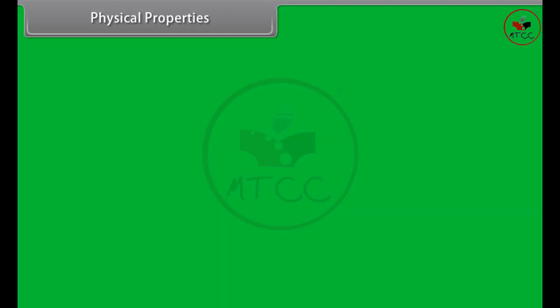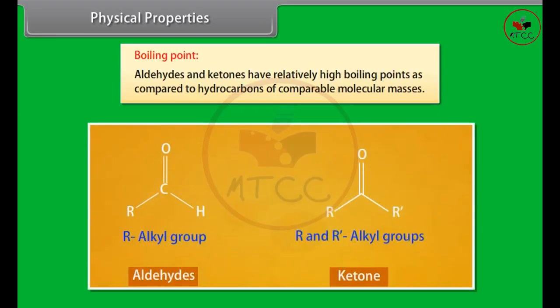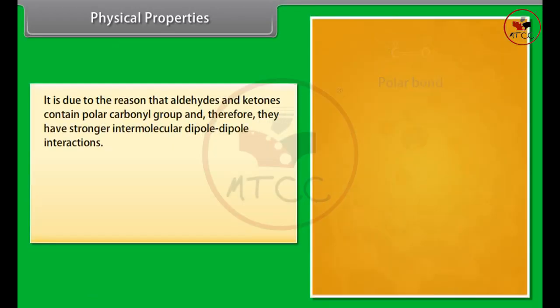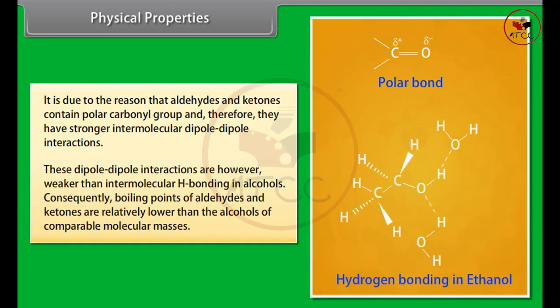Physical properties. Boiling point. Aldehydes and ketones have relatively high boiling points as compared to hydrocarbons of comparable molecular masses. This is because aldehydes and ketones contain a polar carbonyl group and therefore have stronger intermolecular dipole-dipole interactions. These dipole-dipole interactions are, however, weaker than intermolecular hydrogen bonding in alcohols. Consequently, boiling points of aldehydes and ketones are relatively lower than the alcohols of comparable molecular masses.